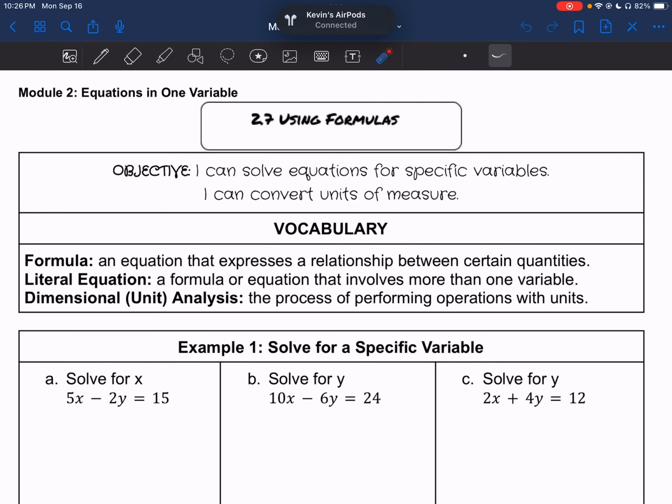Hello, and welcome to Lesson 2.7, Using Formulas. Our objective for today is that I can solve equations for specific variables, and I can convert units of measure.